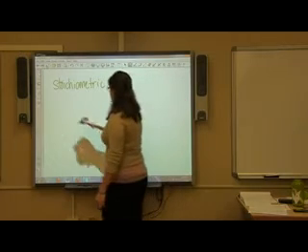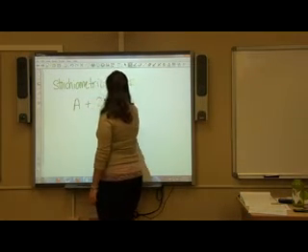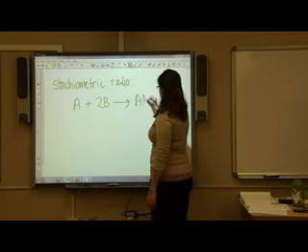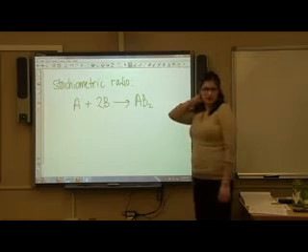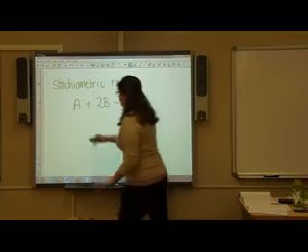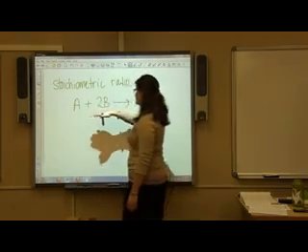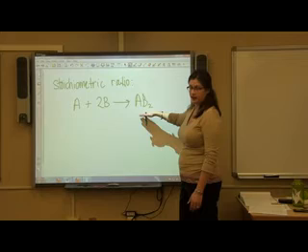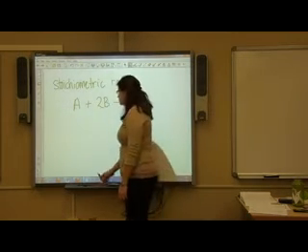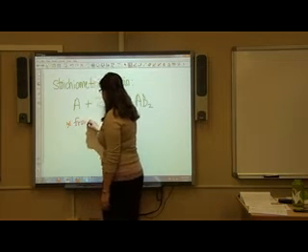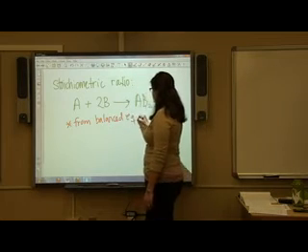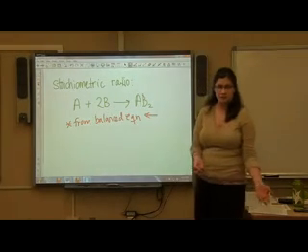So, if this is my generic chemical equation, I have a ratio of 1 mole of A to 2 moles of B to 1 mole of AB2. So you're always going to get your stoichiometric ratio from your balanced equation. That's why it's important to know how to balance equations.